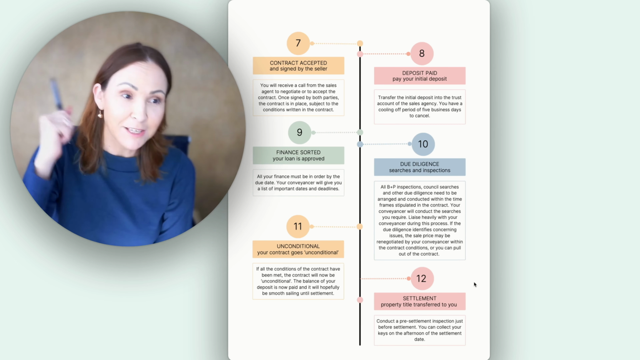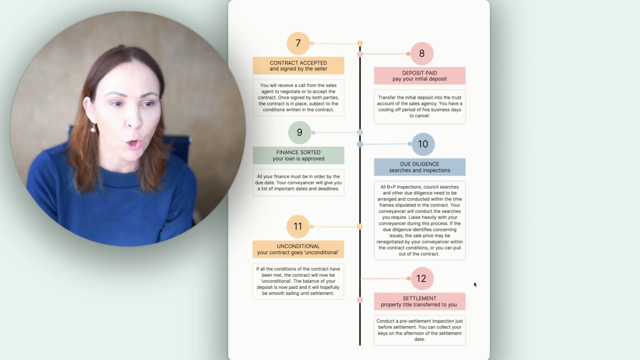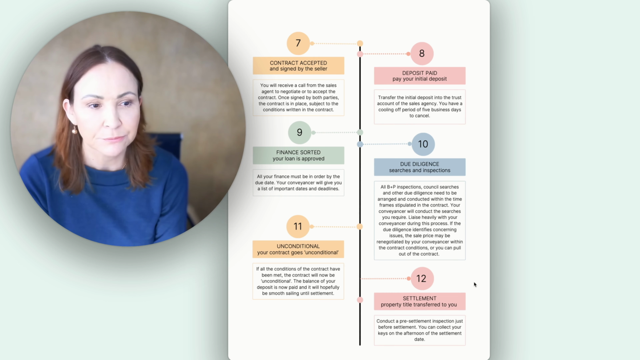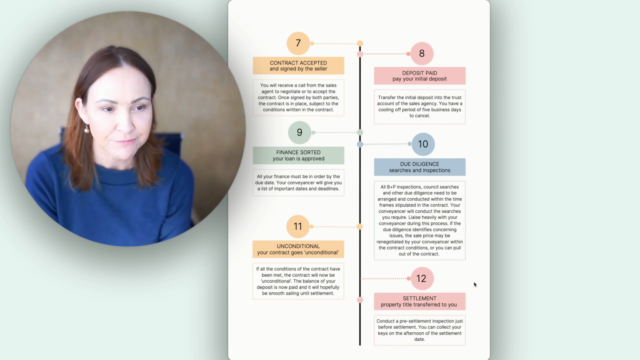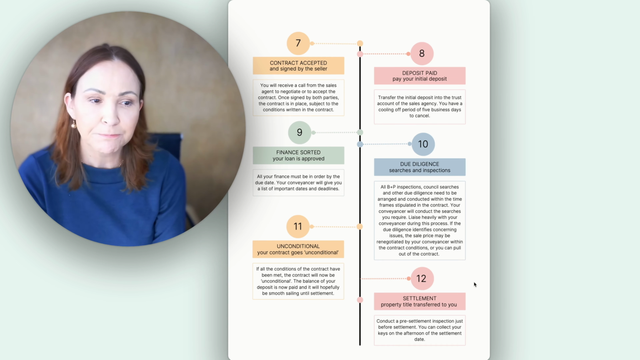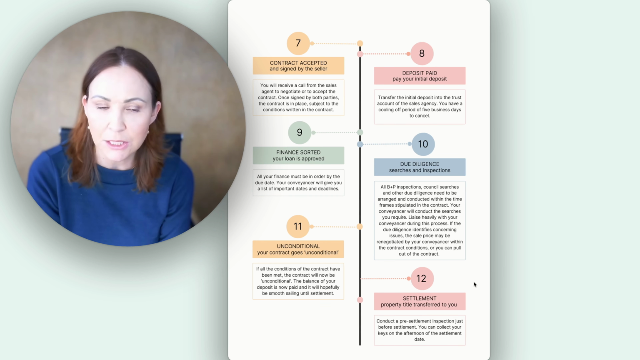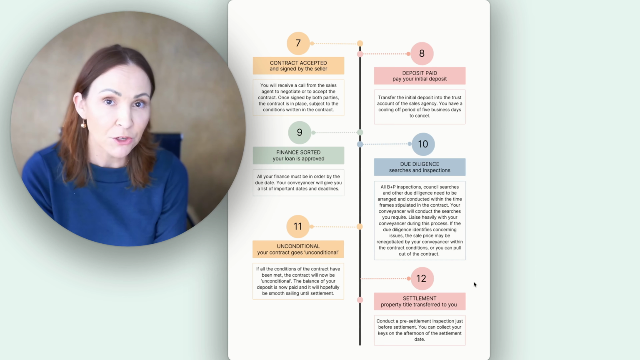The contract is accepted by the seller. Yay! They sign it. You will receive a call from the sales agent to negotiate or to accept the contract. Once signed by both parties, the contract is in place, subject to the conditions written in the contract. They may call you to negotiate or the seller may just sign the contract as it is. So then you'll pay your deposit and you'll have your finance sorted. You will make sure that any outstanding due diligence is conducted. Your contract then goes unconditional.